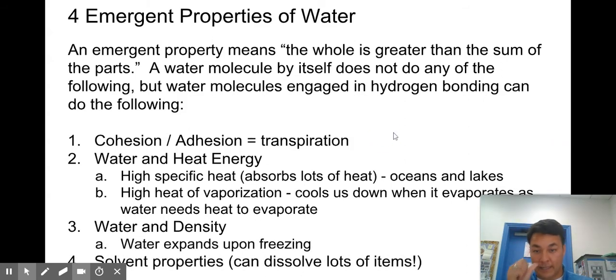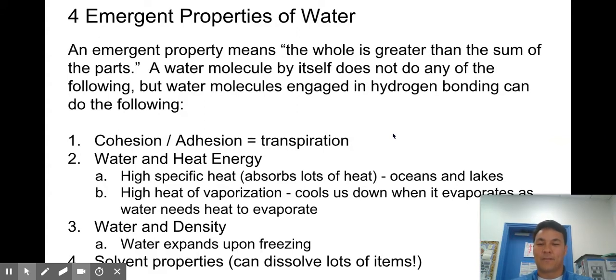So here we go. Here's what I got for you. So I wrote out what an emergent property is: the whole is greater than the sum of the parts. And so there's really 4 things that I tried to go over in class and tried to have you do some little water Olympics with. B block, I still owe you that.